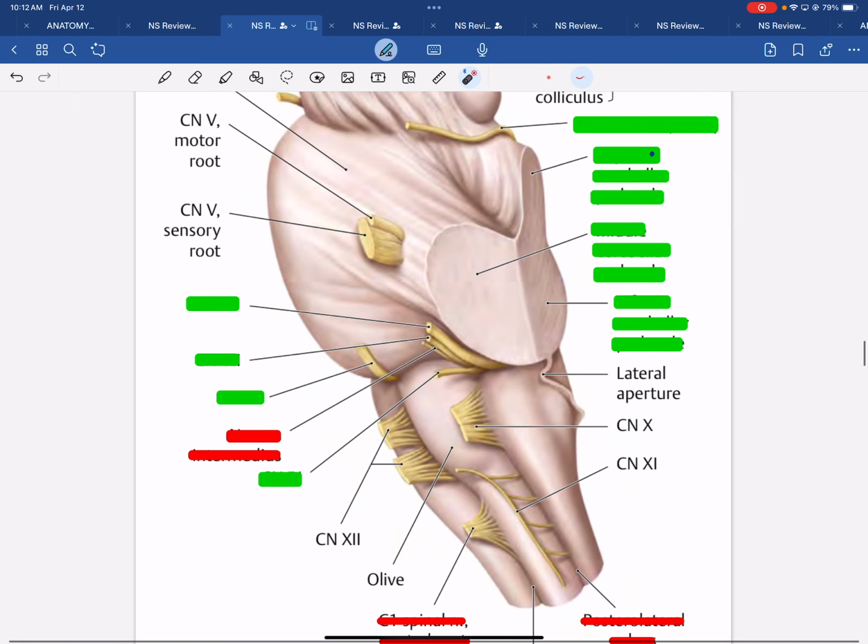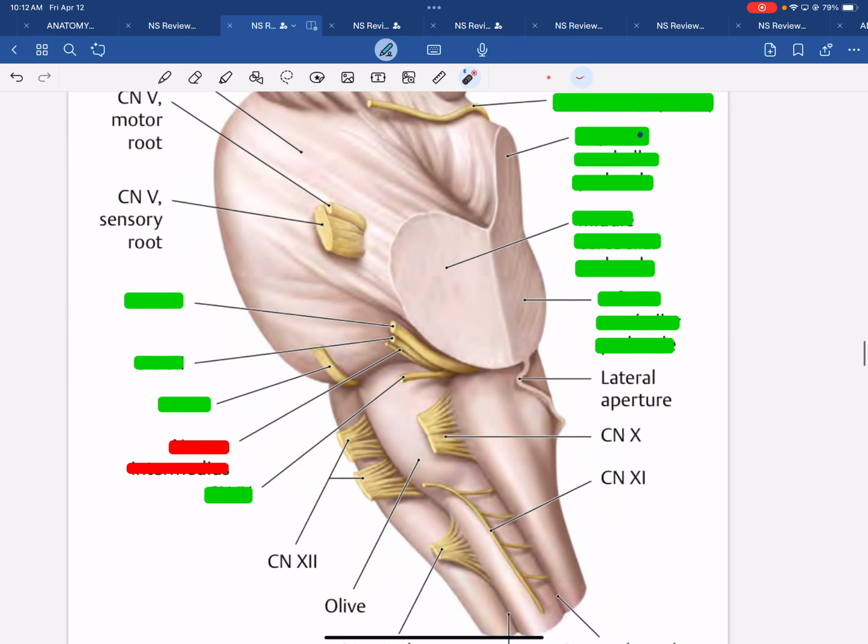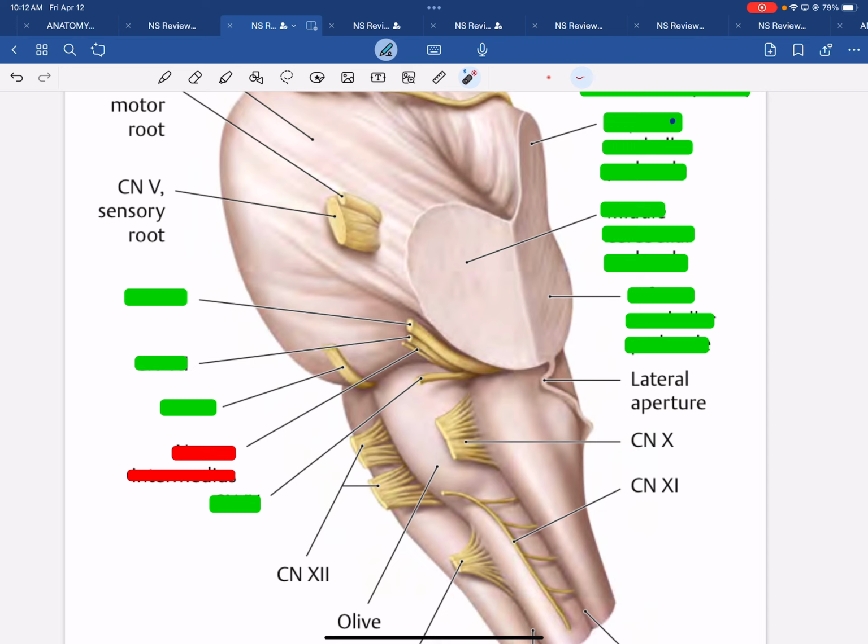And where's the median? Median. We can't see it because this is a lateral view. Right. Okay, what's the function of any of the apertures? It allows the pathway of the CSF to the subarachnoid space. Perfect, right? It allows CSF to leave the fourth ventricle and enter the subarachnoid space.